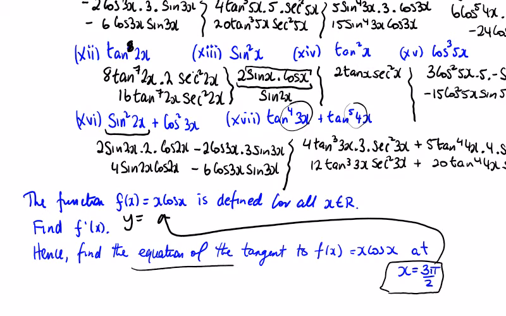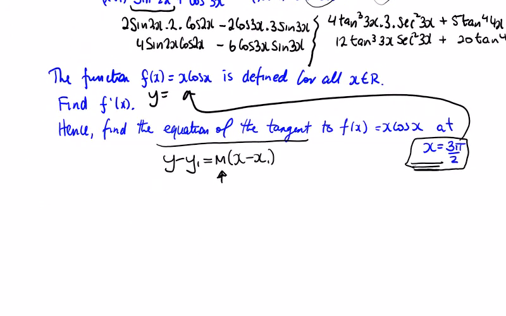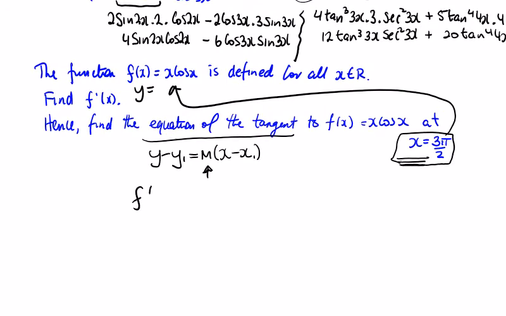So to get the equation of a tangent, y minus y1 equals m times x minus x1. We need the slope, which is f prime of x at this point over here. And we need an x value and a y value. So let's see how to go about doing that. So we're using the product rule here, x cos x. So we'll write it out again.